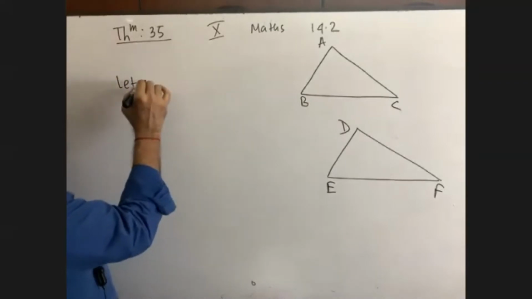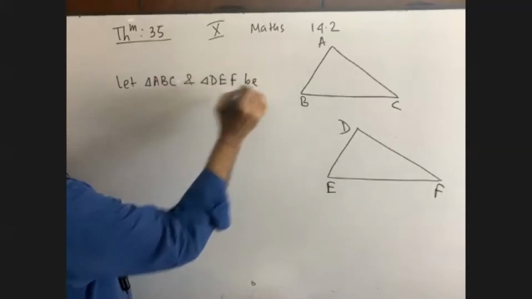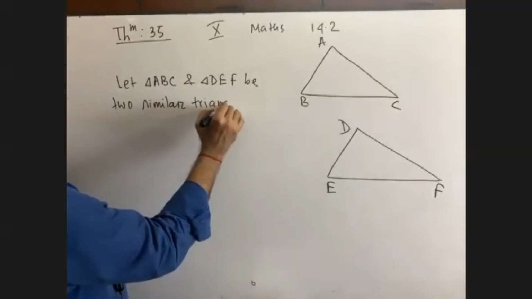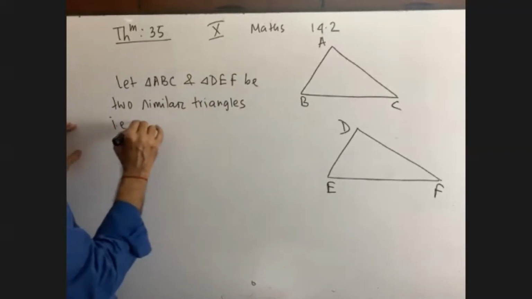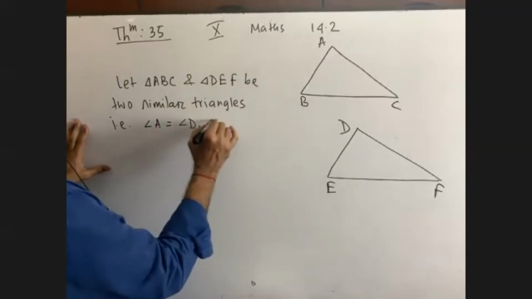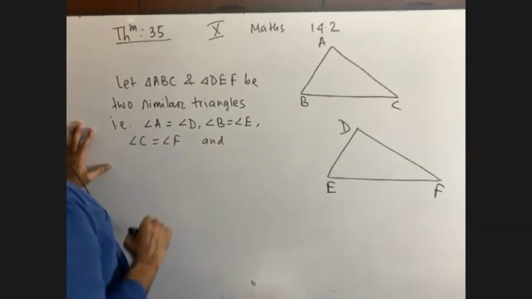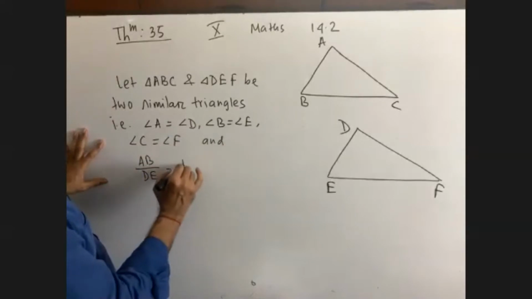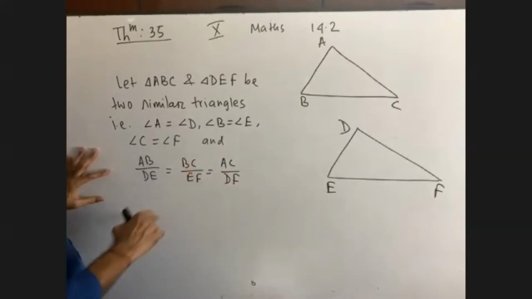Write down: let triangle ABC and triangle DEF be two similar triangles. Now let me know what is meant by similar triangles. They are equiangular, and for this they are similar. Equiangular means angle A equals angle D, angle B is equal to angle E, angle C equals angle F. And similar means AB by DE is equal to BC by EF is equal to AC by DF. Similar means their corresponding sides are proportional.